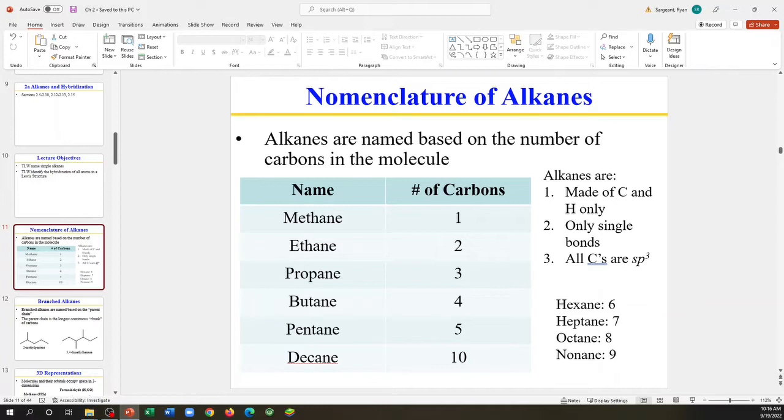So pent, like a pentagon, tells us that there are 5 carbons. Hexane is 6 carbons, heptane is 7 carbons, octane is 8 carbons, nonane is 9, and decane is 10 carbons. You do need to know this list, 1 through 10. You should be able to see a number of carbons and identify the name based on this chart right here, and the little addendum over to the side.